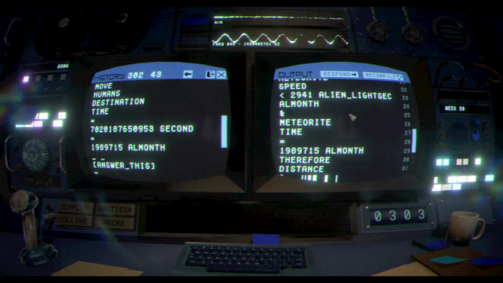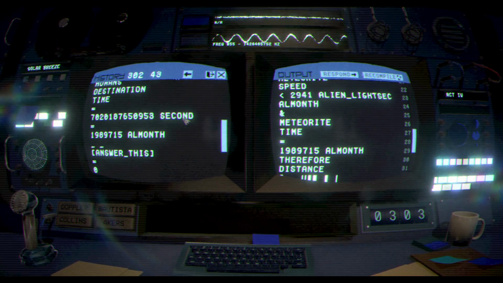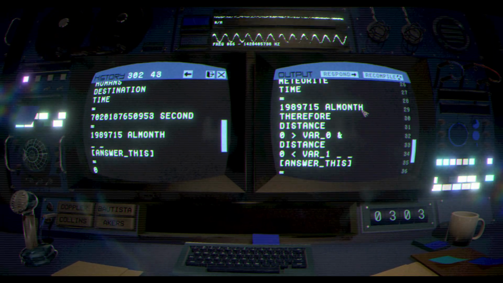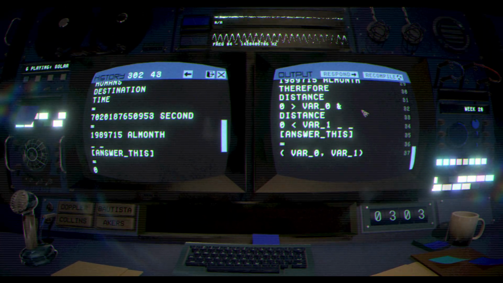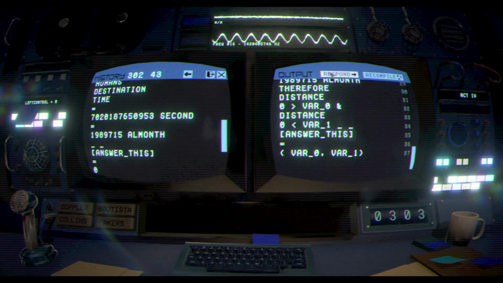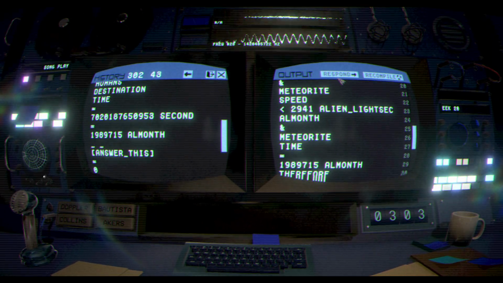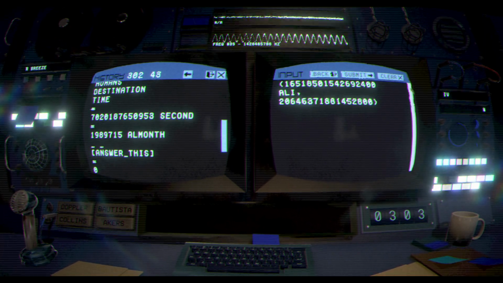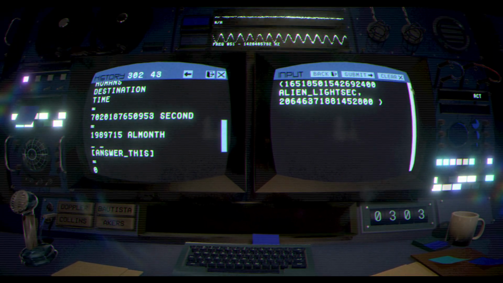Is that not the amount of all months that we have? Yes, it is. It takes this many seconds. And the distance is greater than var 0, and the distance is less than var 1. And these define our lower and upper bounds. I guess we could include the unit of alien light sec, but that feels kind of needy.